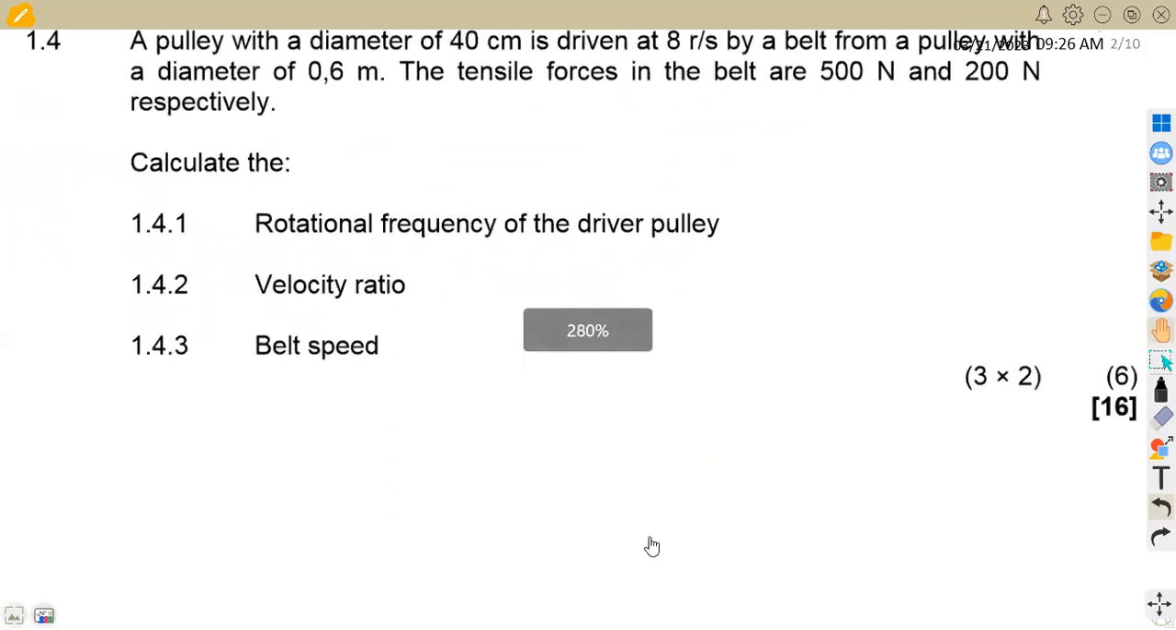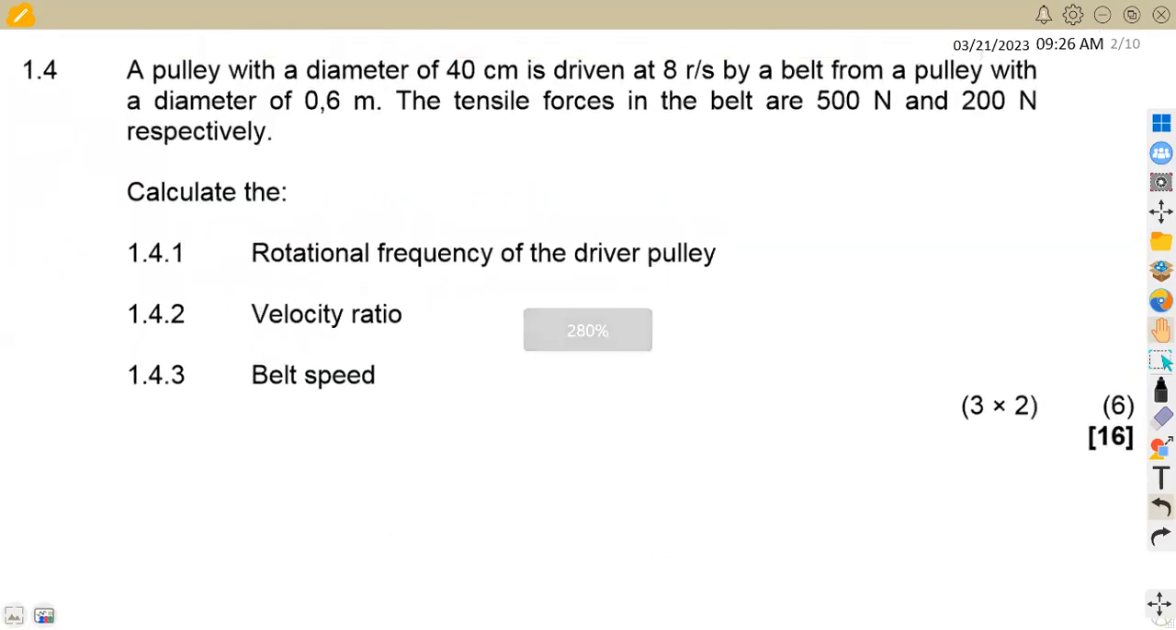All right, on 1.4, we are now given a pulley with a diameter of 40 centimeters, driven at 8 revs per second.